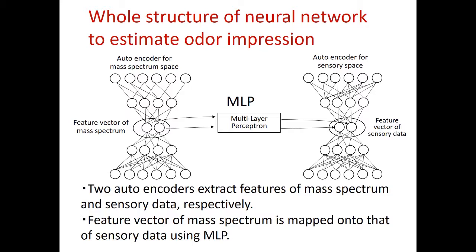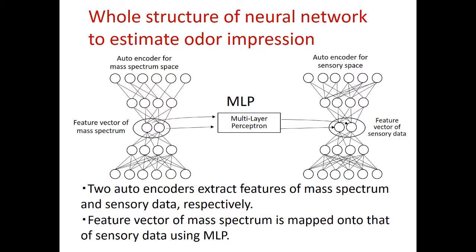The first encoder is here, and it does the extraction of mass spectrum data. The feature vector appears here in the middle part. This one is an autoencoder for sensory space. Also, the middle layer feature vector appears here.